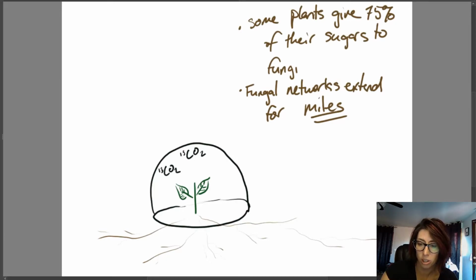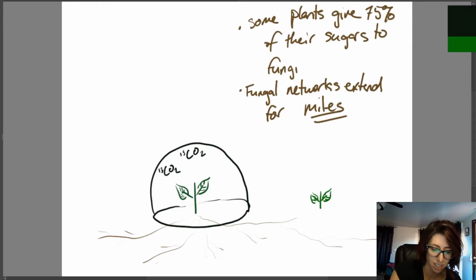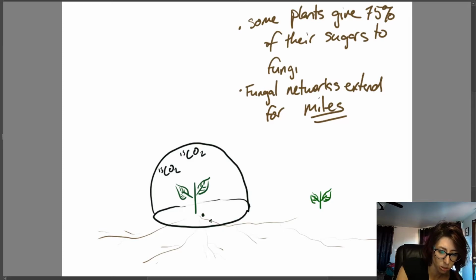Another thing we learned from doing these kinds of experiments is that plants will nurture their young. So there's another plant that might have been a baby. This is an offspring of the plant that we're testing. And somehow it's getting the 13C that we put into the parent plant. So this 13C, which I'm drawing in black, is traveling through these fungal networks to this baby plant.